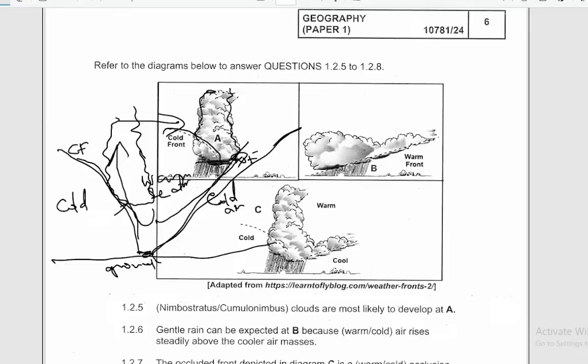This is going to lead to the creation of towering clouds of large vertical extent, like this one that you are seeing here. This cloud has a very large vertical extent. It's a very tall cloud because of the strong ascendance of air, which is caused by the steeper gradient of the cold front. But here, the clouds that are going to form will be more gentle, like this one here. So this type of cloud is what we call the cumulonimbus.